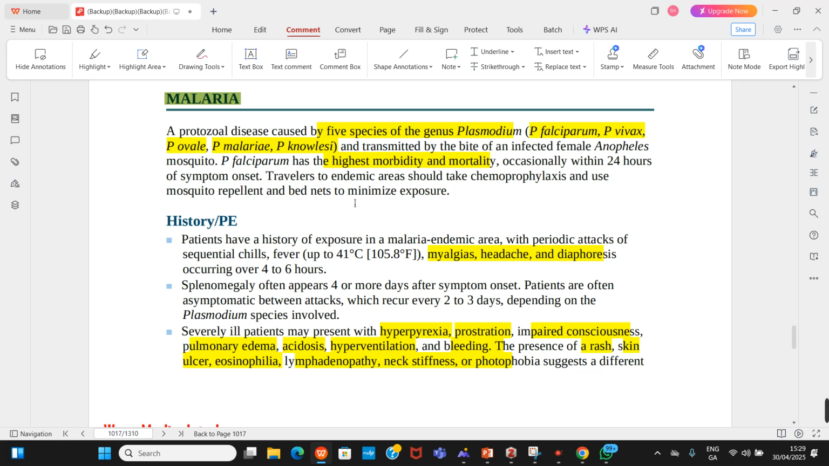You take it while you are there, and even about 4 weeks after you have left, because you want to prevent exposure. So use your chemoprophylaxis before you come. When you get there, continue your chemoprophylaxis. Use a mosquito repellent and bed net if they are available, because you want to avoid exposure to the mosquitoes.